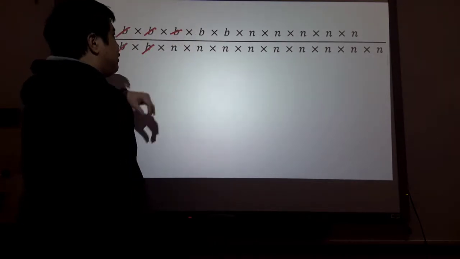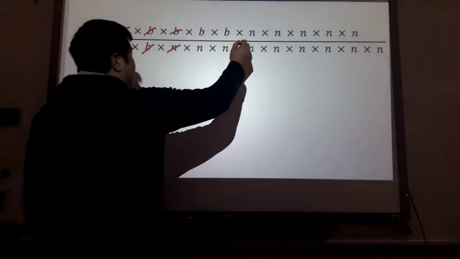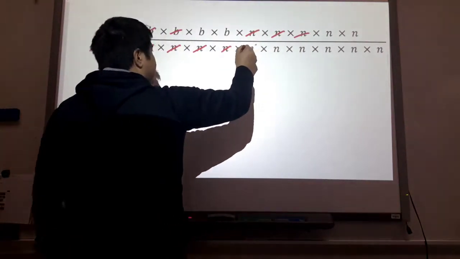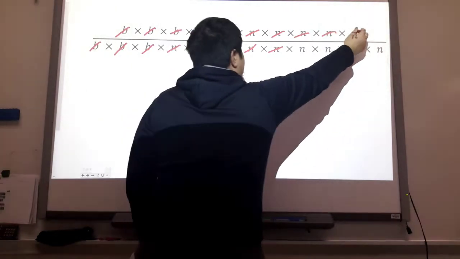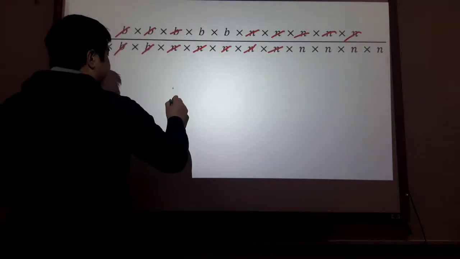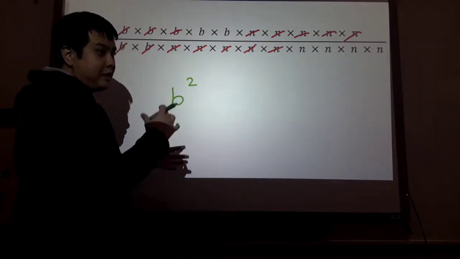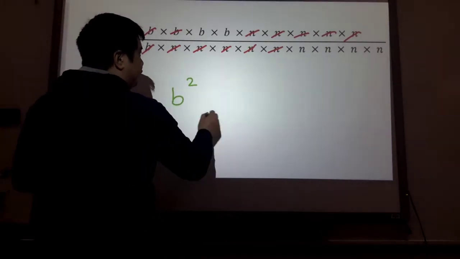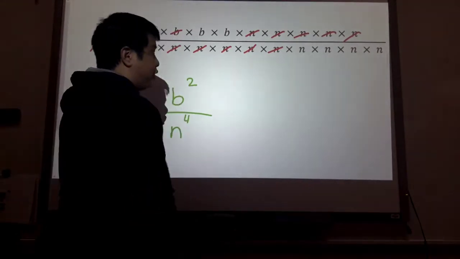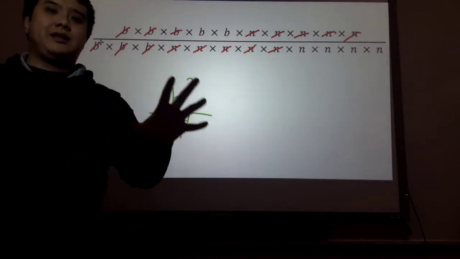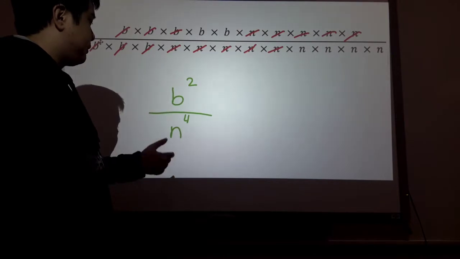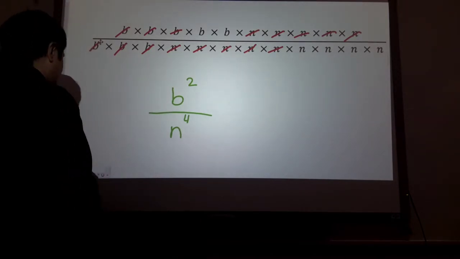We have n's up here, we have n's down here. We can cross this n out with this n, and this n with this n, and this one with this one, this one with this one. What we are left with is 2 b's inside the numerator. So that's b to the second power, because b times b is b to the second power. And we're left with 4 n's in the denominator, so n to the fourth. It's very important to note that the n's are in the denominator, so therefore they have to stay inside the denominator in our simplified expression. So our simplified expression is right here, b squared over n to the fourth.